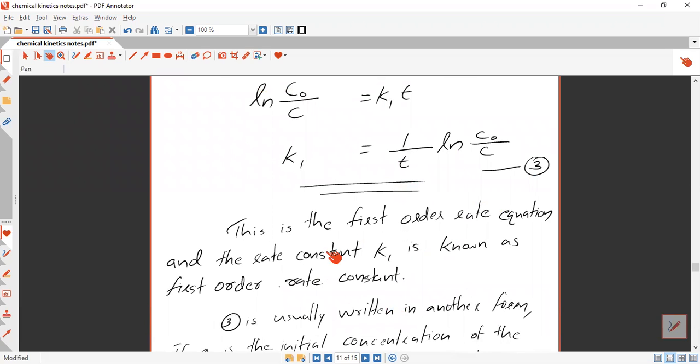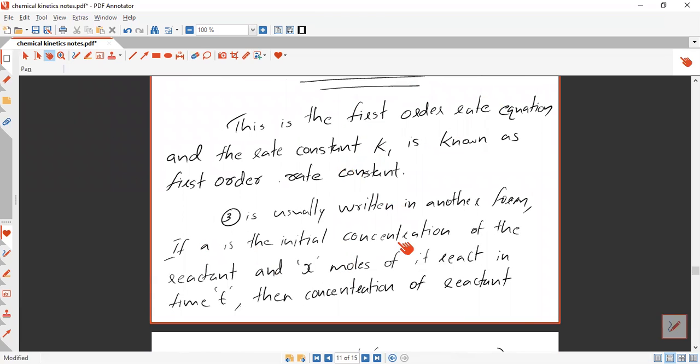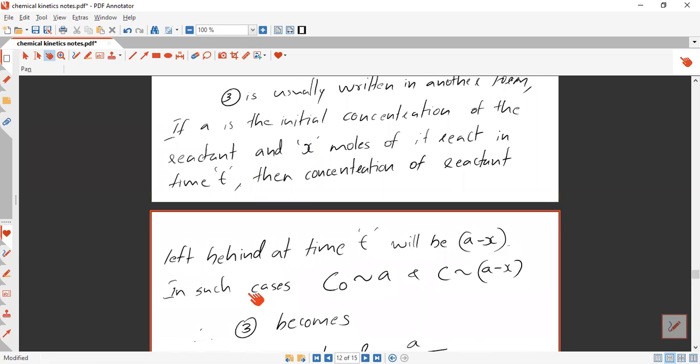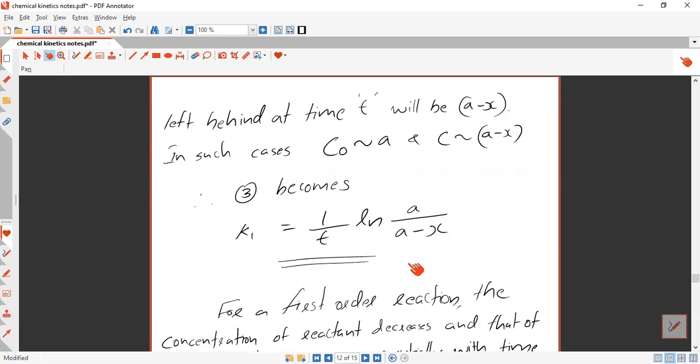It can also be written in another form. If a is the initial concentration, and after some time t, x moles of reactant have undergone reaction, then the concentration of the reactant at time t is equal to a minus x. In such cases, C0 is equal to the initial concentration a, and C becomes a minus x. Substituting a and a minus x instead of C0 and C in equation 3, we get the first order rate constant K1 is equal to 1 by t into ln a by a minus x.